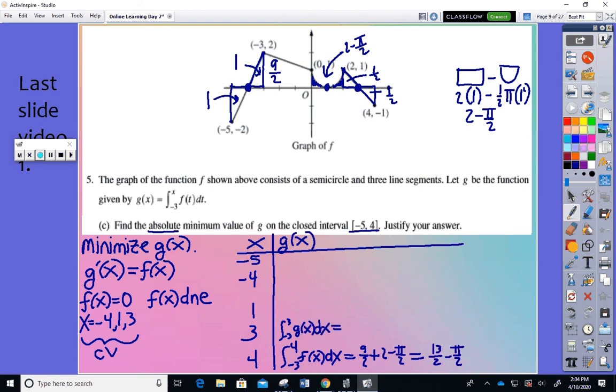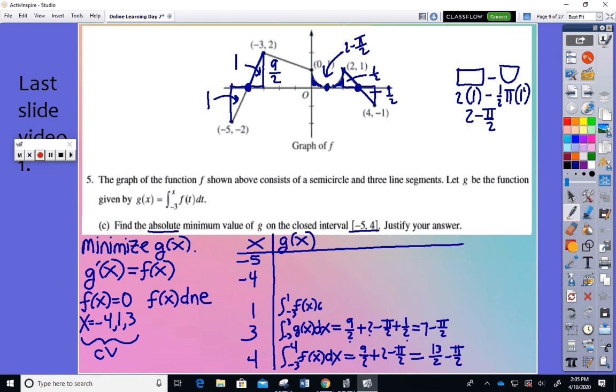So again, from -3 to 0 is 9/2. From 0 to 2 is 2 minus pi over 2. And then when I go from 2 to 3, I add another half. So that looks like 10/2 here, which is 5, plus 2 is 7. So far, this is a little bit bigger than the first g of x value I got. All right, so if I do g of 1, I'm going to go from -3 to 1 of f of x dx.